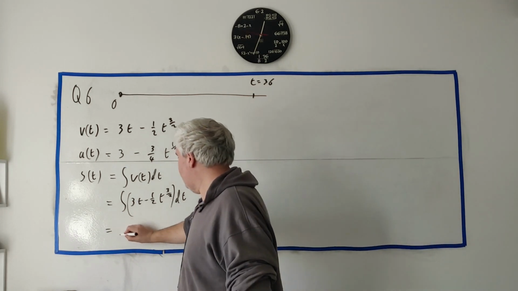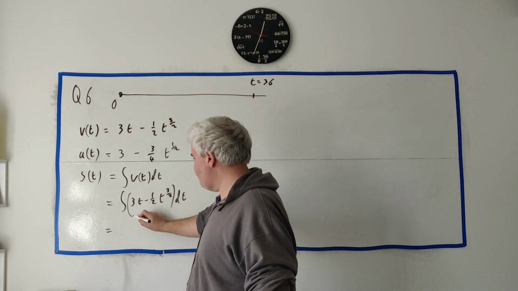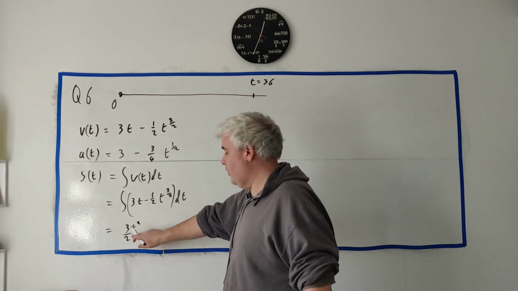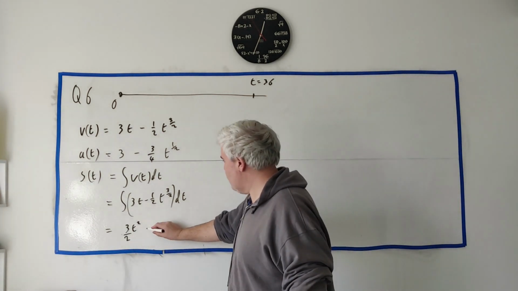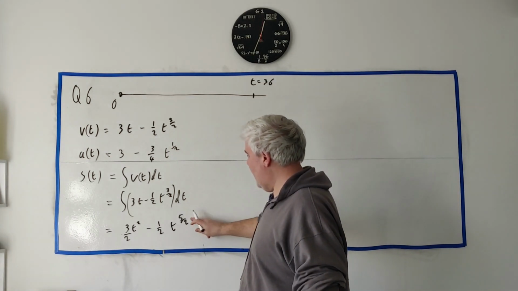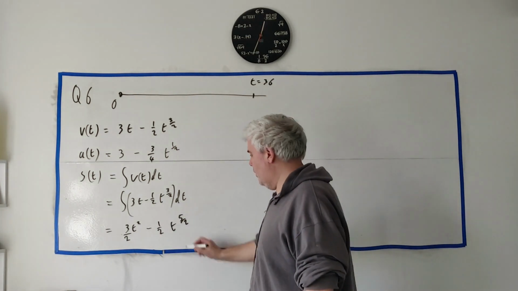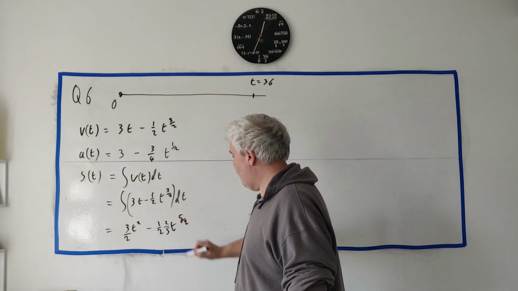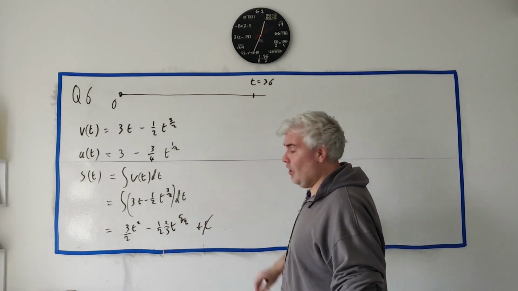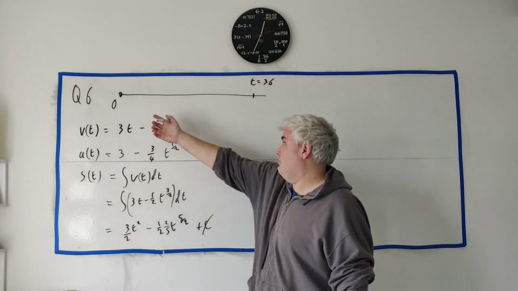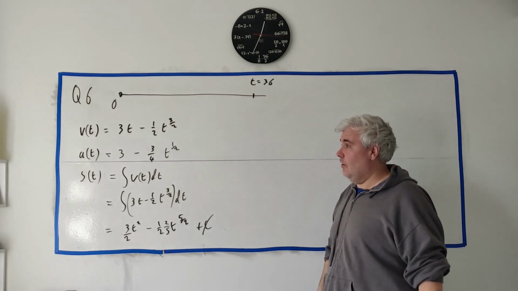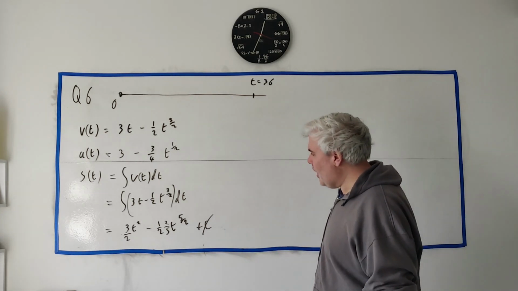Okay, what's the integral of this? This becomes 3 times t squared divided by 2. The 2 comes down. The next one becomes minus a half t to the 5 over 2, and divide by 5 over 2, or multiply by 2 over 5, plus a constant, and that constant will go to 0. Just because we know about the origin, we know the distance from the origin. Or we make it up really.